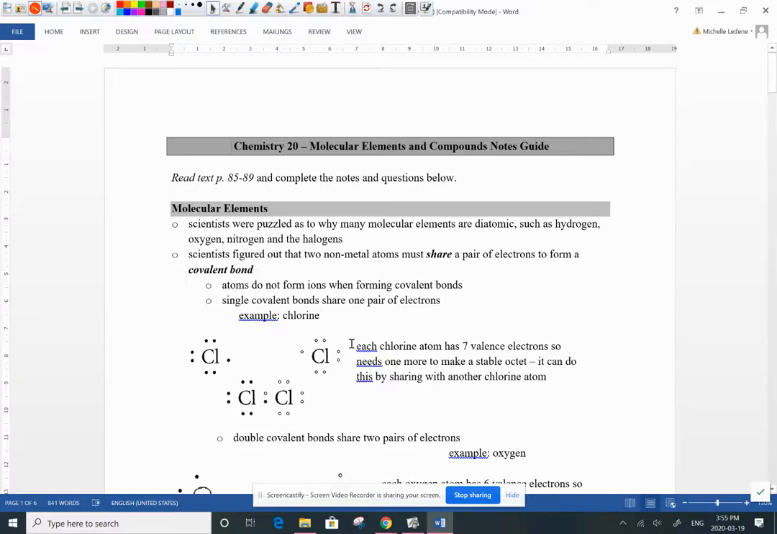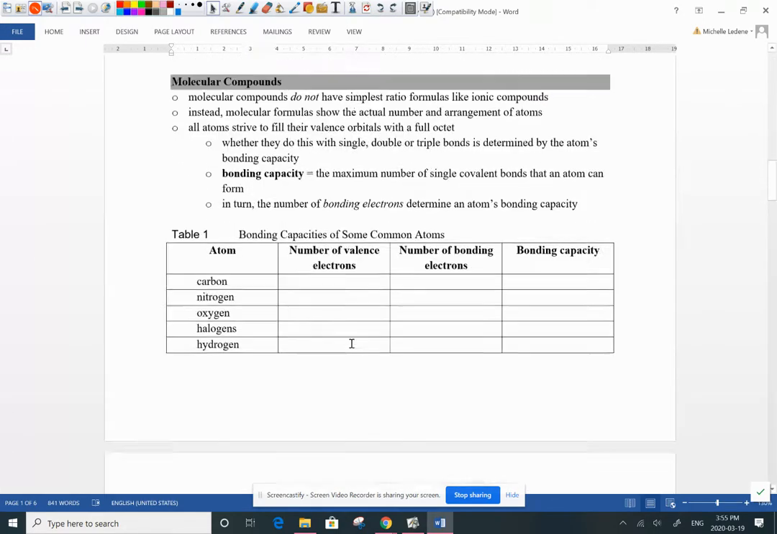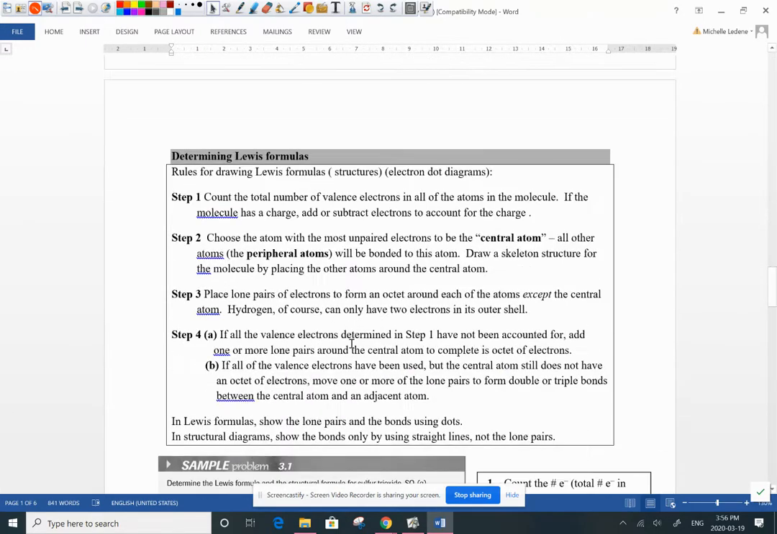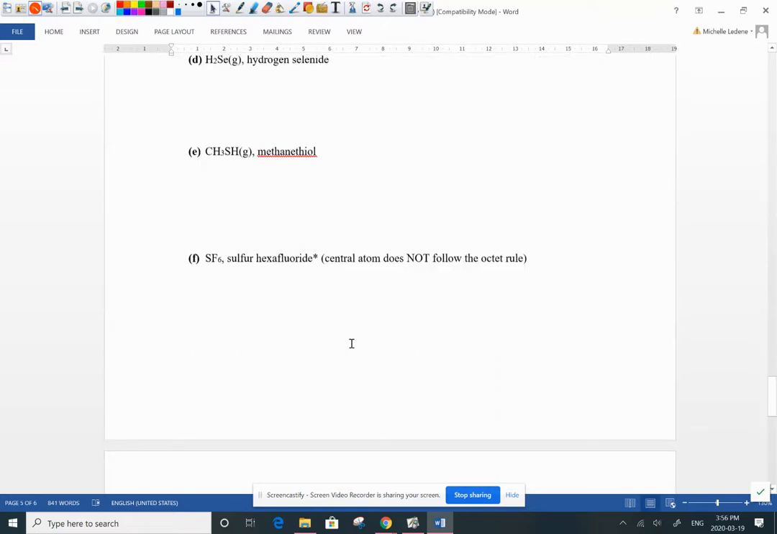Good morning, Chemistry 20s. Today I wanted to talk about this molecular elements and compounds notes guide. One question that a lot of students have is number 1F. So let's take a peek at that, and I want to review with you how to do these questions.